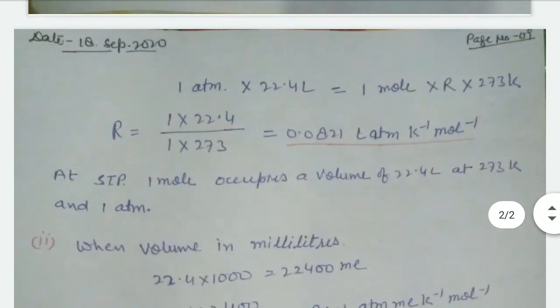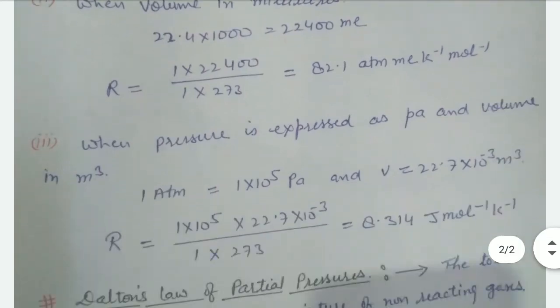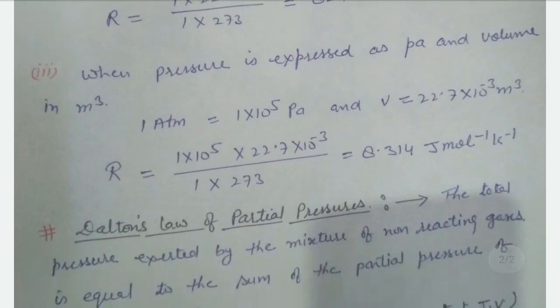First is expressing 1 atmosphere and 22.4 liter volume at STP. The value is 0.0821. When volume is expressed in milliliter, then the value of R is 82.1 atmosphere milliliter Kelvin inverse mole inverse. When the pressure is expressed in Pascal and volume in meter cube, then the value of R is 8.314 joule mole inverse Kelvin inverse. These values are very important.